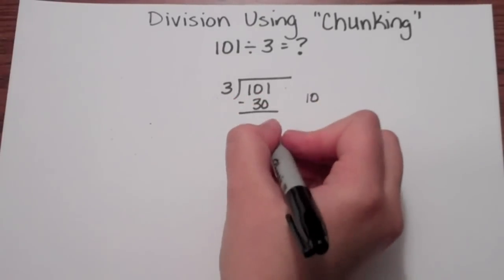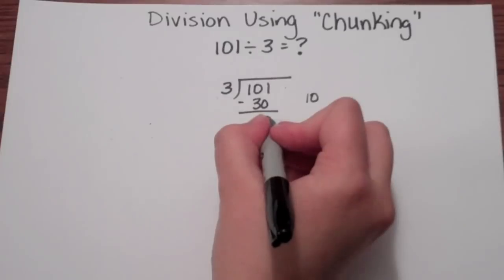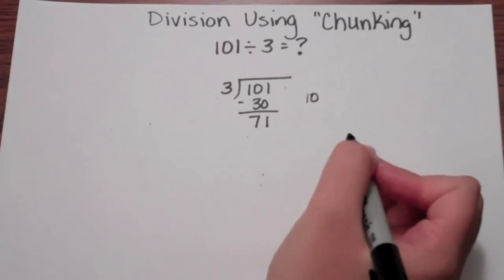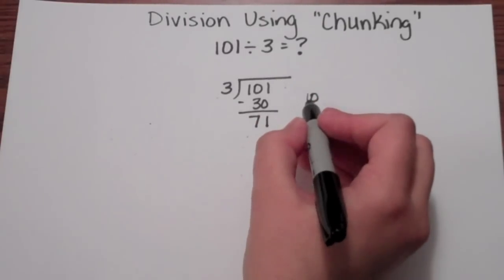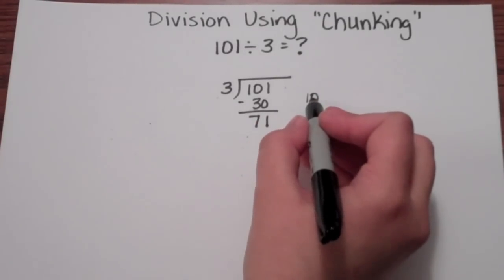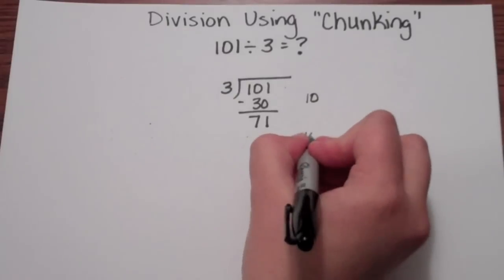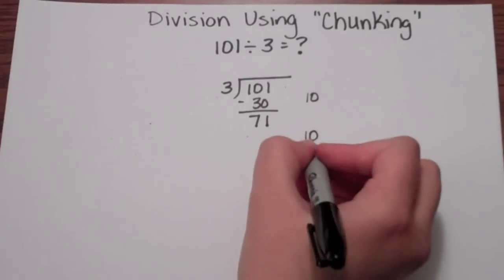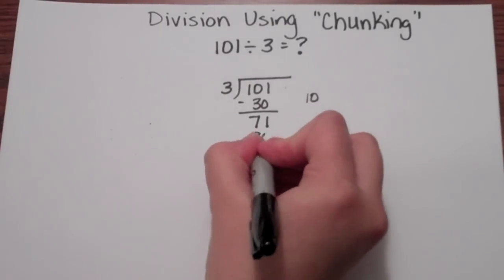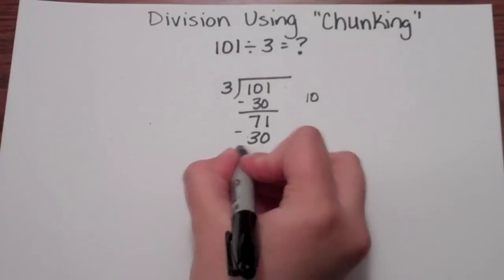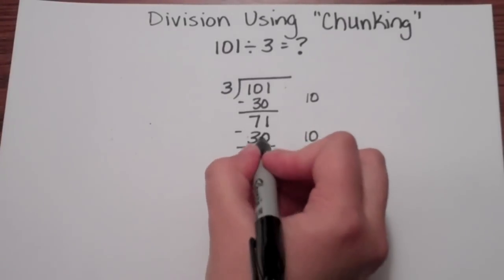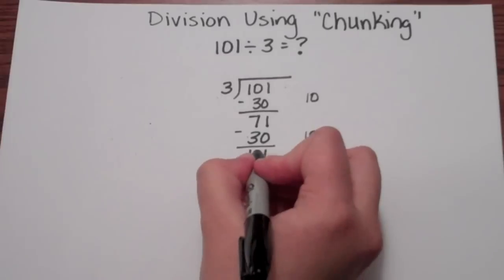How much of my dividend do I have left? 1 minus 0 is 1. 10 minus 3 is 7. I'm going to take out another group of 10. 10 times 3 is 30. How much of my dividend do I have left? 1 minus 0 is 1. 7 minus 3 is 4.